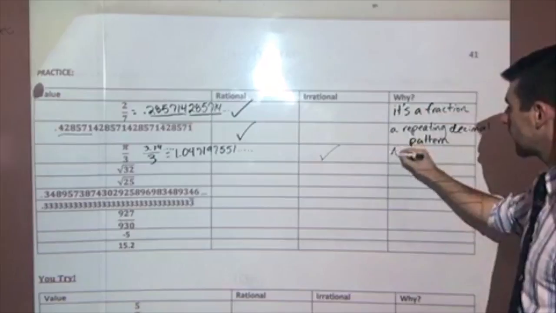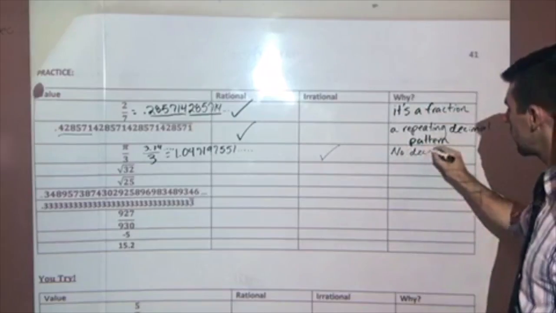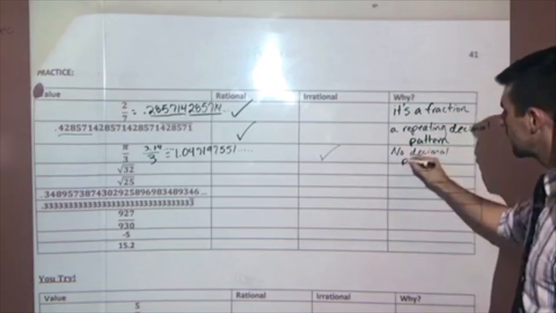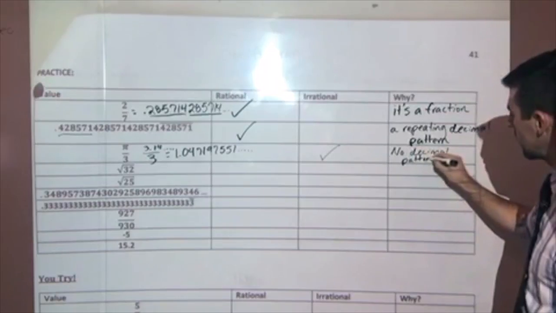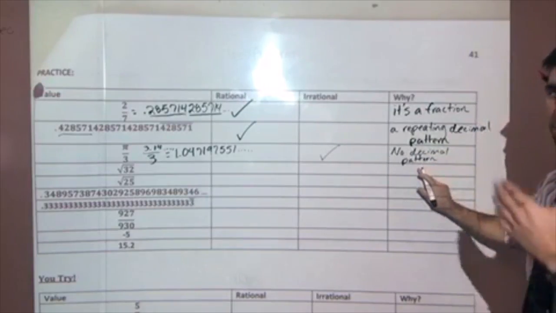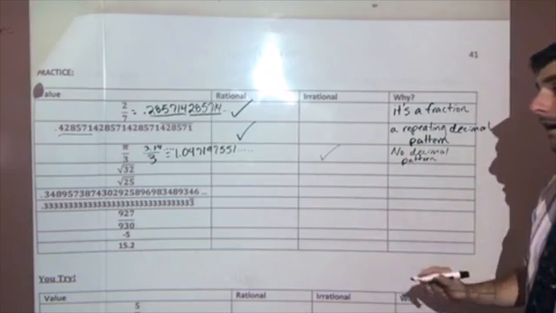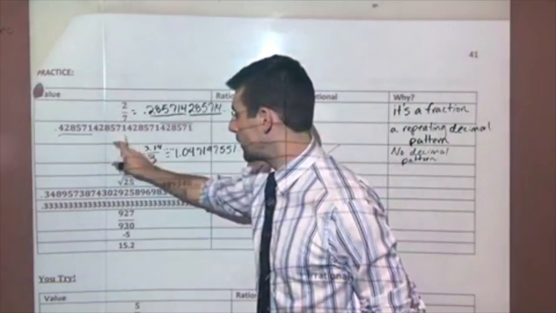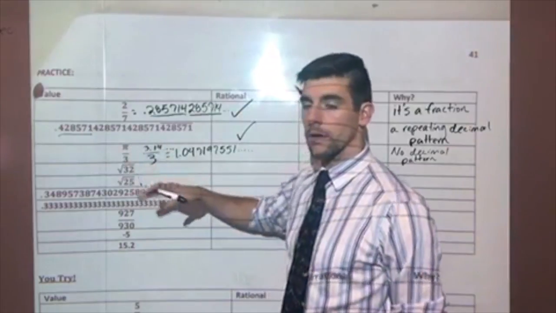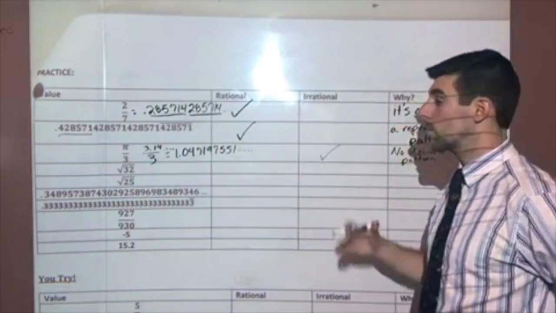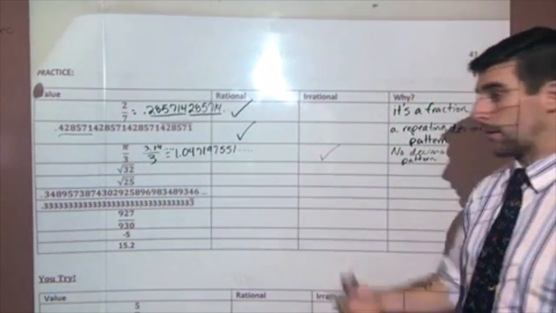The reason why? No decimal pattern. And even the word pattern implies I can predict what comes next. If there's no decimal pattern, I can't predict what's next, that makes it irrational. You'll see that anything you combine with pi, pi plus a number, pi divided by a number, pi times a number, will always produce an irrational value.